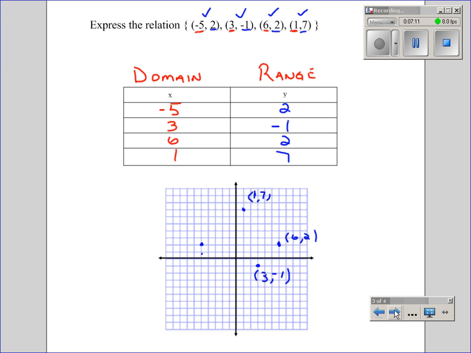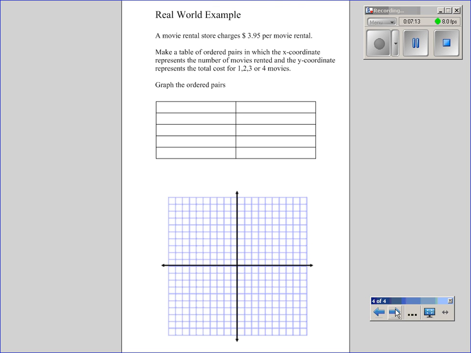Okay, we're going to move on to our real world example for this lesson. A movie rental store charges $3.95 per movie rental. Make a table of ordered pairs in which the x-coordinate represents the number of movies rented and the y-coordinate represents the total cost for 1, 2, 3, 4 movies. Graph the ordered pairs.